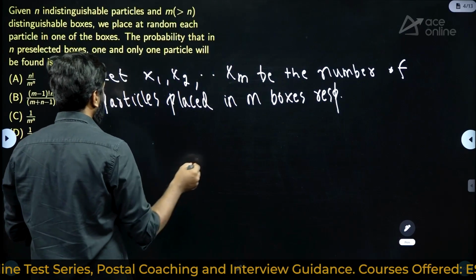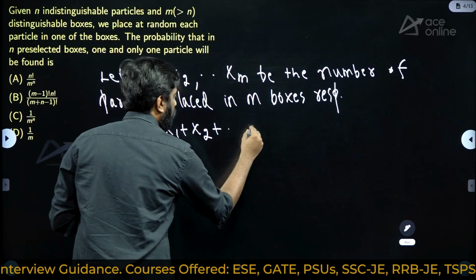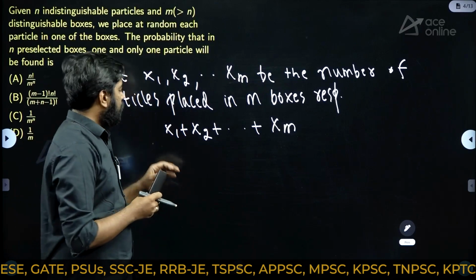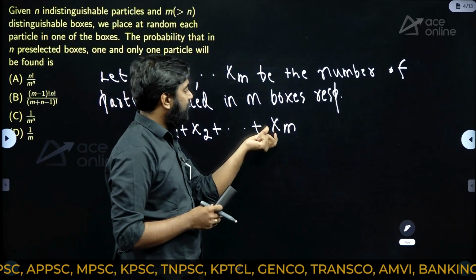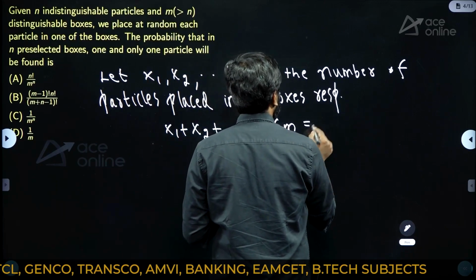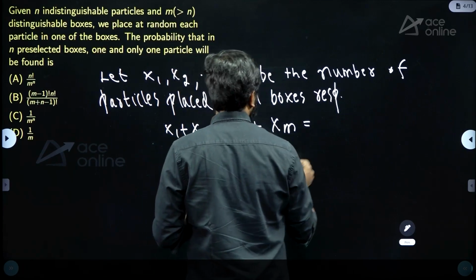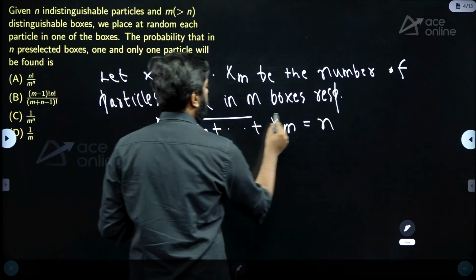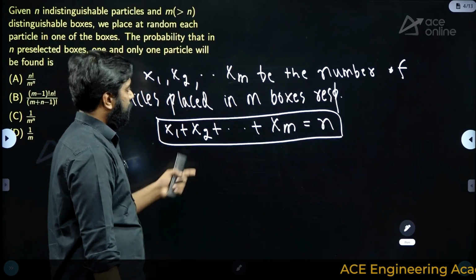Now we get a condition that, look, x1 plus x2 plus so on plus xm. When you add all the objects, x1 objects were placed in the first box, x2 were placed in the second box, xm were placed in the mth box. So when you add all this, obviously you have to get the total number of objects. The total number of objects given to us is n. Now this equation is a very important reference equation for us. x1 plus x2 plus so on plus xm will be equal to n.